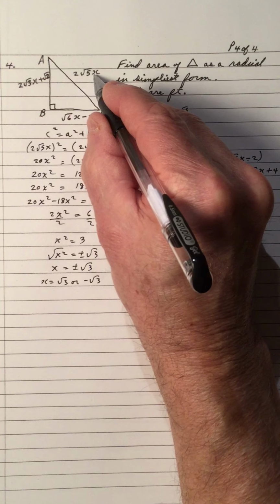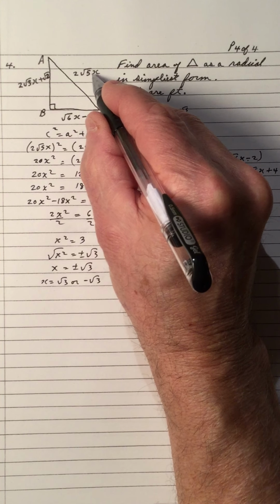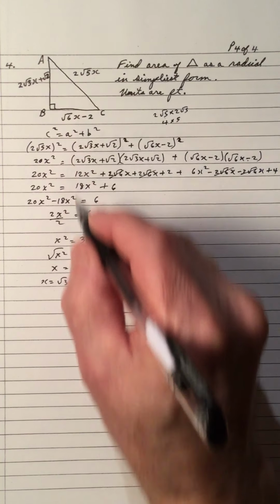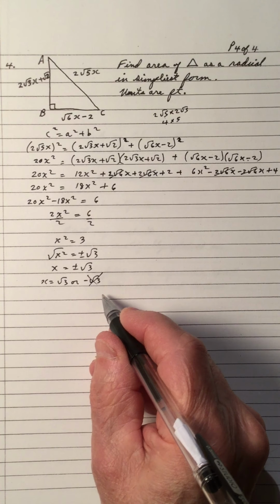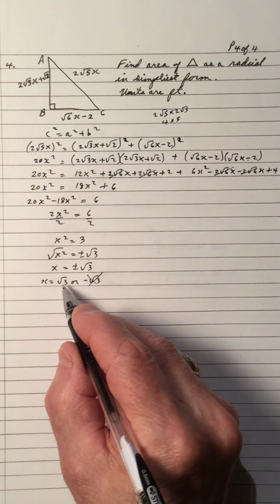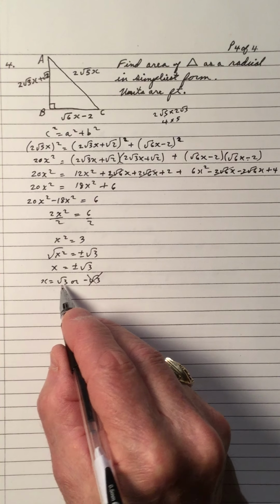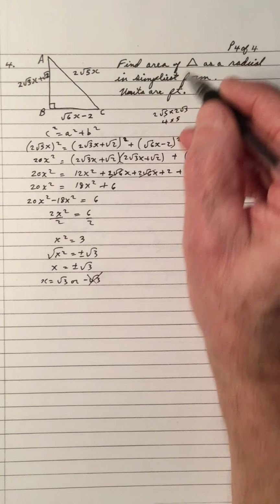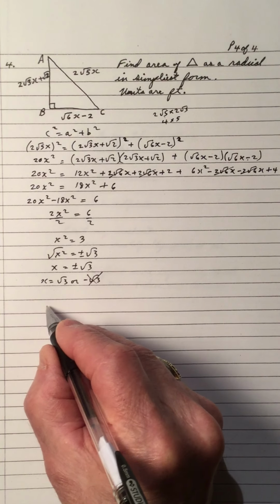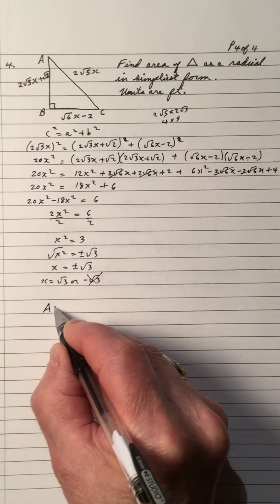But if I put negative root 3 here, I get a negative length. So the negative root 3 can't be used. So root 3 is the value of x. But this is find the area. To get the area, I have to get the length of the side. So let's find the length of AB.